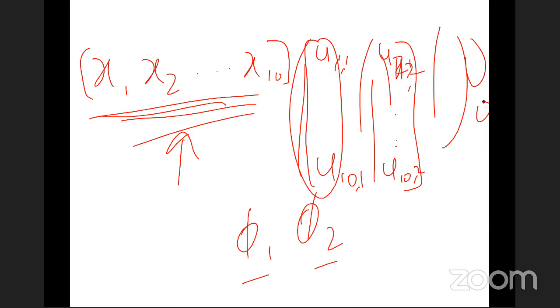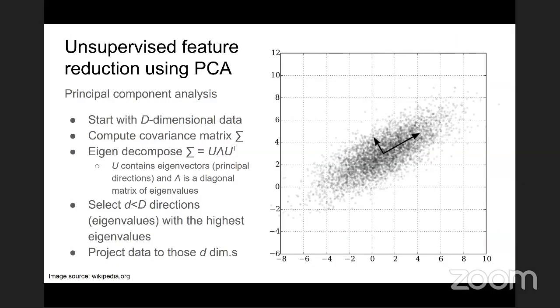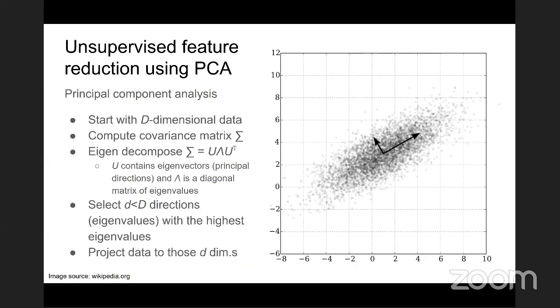But that doesn't mean I have eliminated any of the original axes. I have just reprojected them onto two dimensions. So that is an unsupervised way, because here I didn't think about what is the class, what is the regression label, and so forth. So this basically covers how to reduce dimensions, how to select features, how to select subsets.